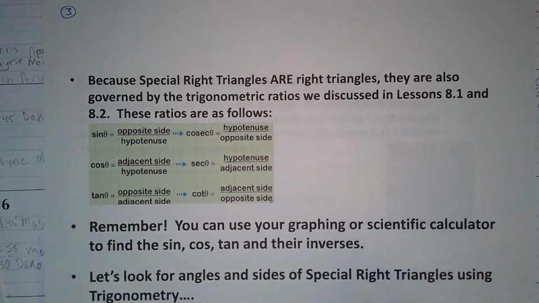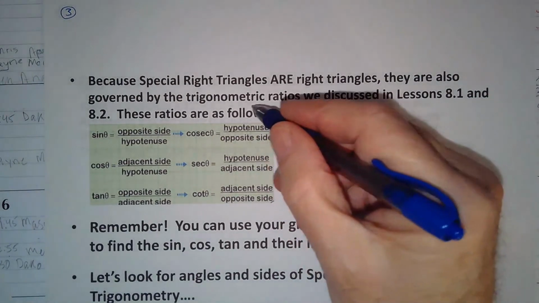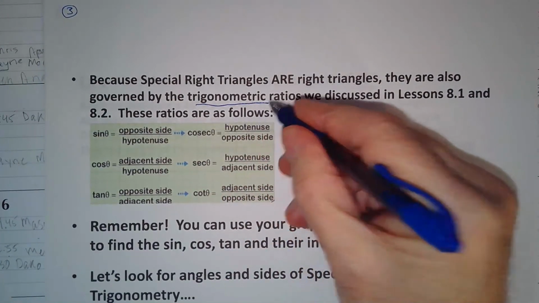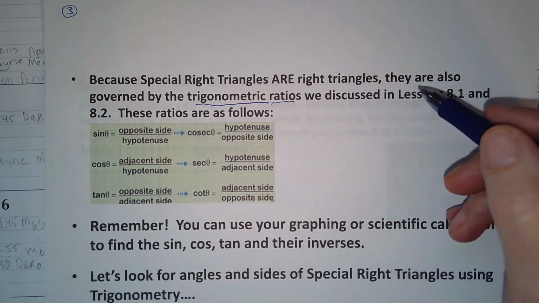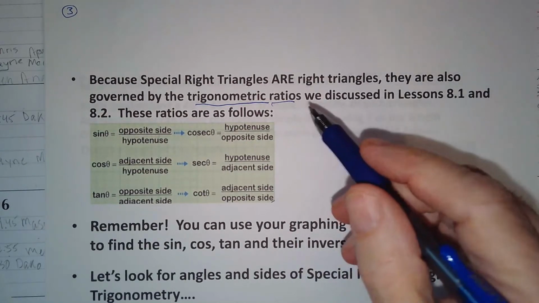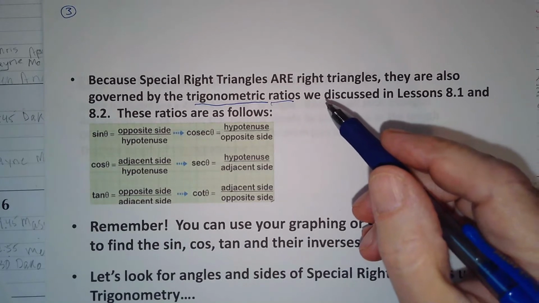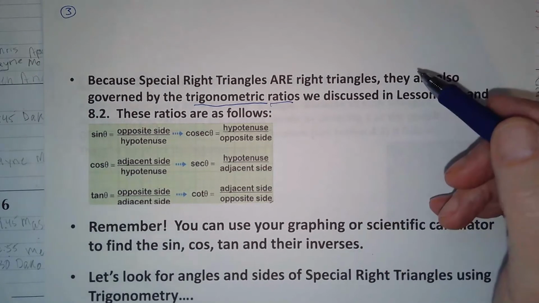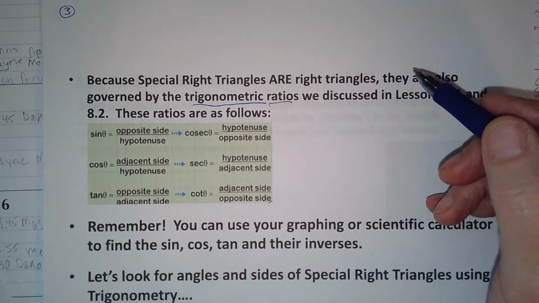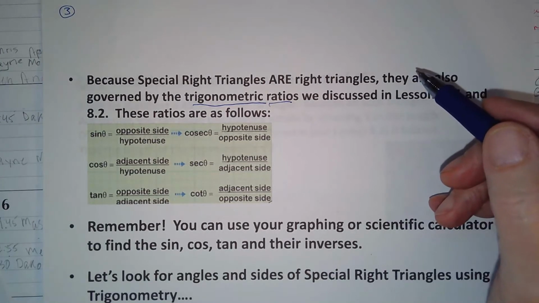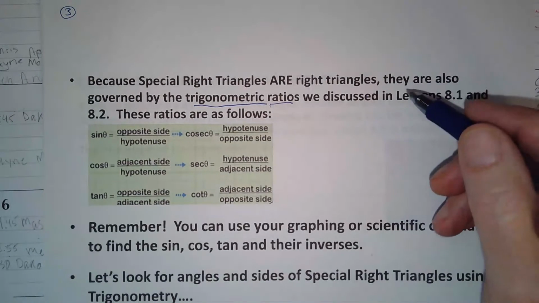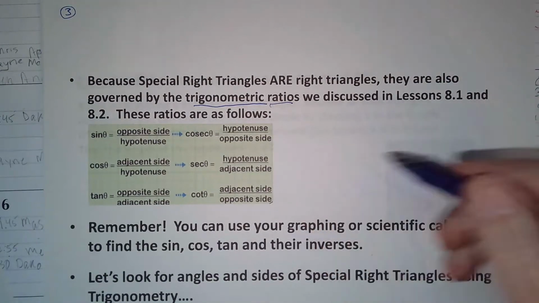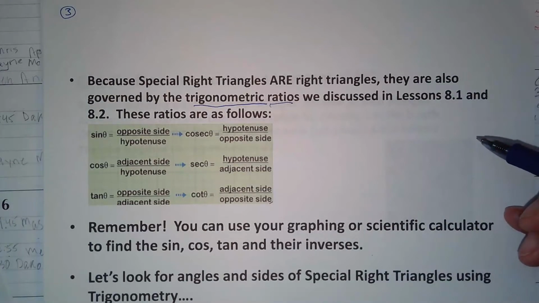Now, because special right triangles are right triangles, they're also governed by the trig ratios. We covered trig ratios in, I think, 8.1 and 8.2, and in 8.3 we covered special right triangles, and this is 8.4. We're taking special right triangles and finding out their trig ratios. That's basically all we're doing.